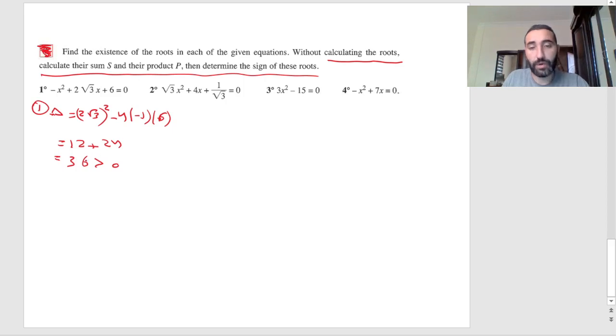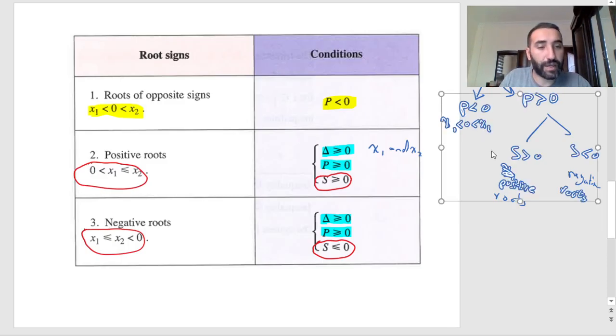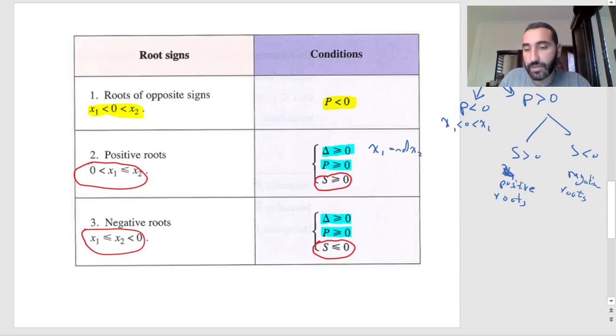Okay, so what do I need to find? I need to find the product. What does the product equal? The product equals c over a, which is 6 over negative 1, so negative 6. The product is negative. Let's go back to the map. Since the product is negative, the roots are opposite: one positive and one negative.